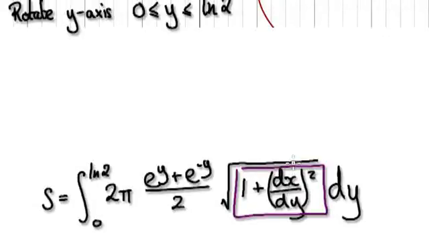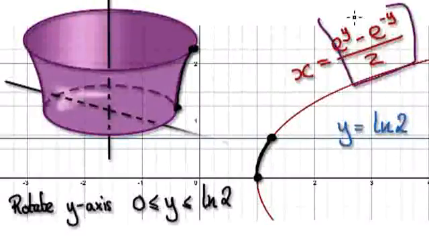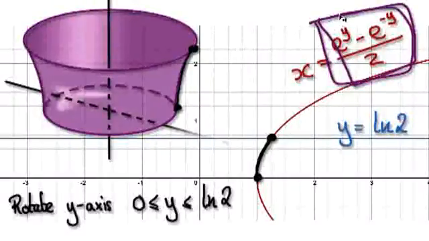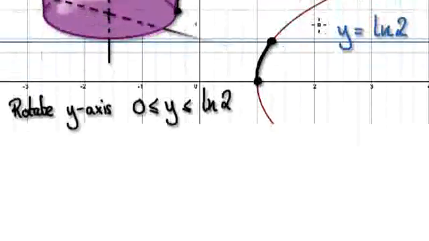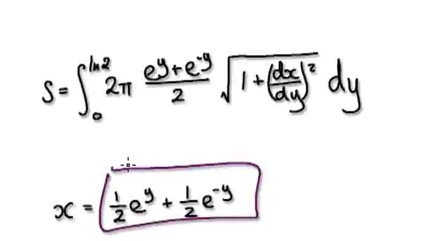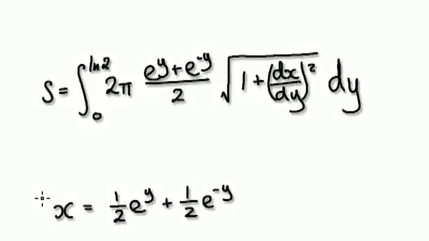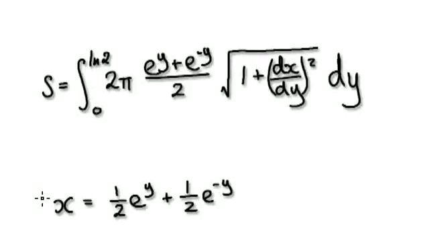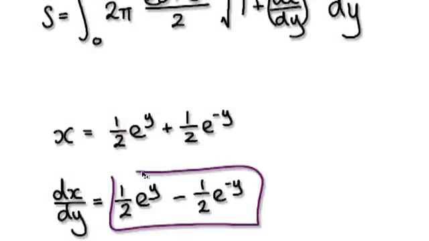So start with x equals this, but rewrite it in this form here. So now it's nice and easy to find dx by dy. Differentiate this with respect to y. That will then give you this.